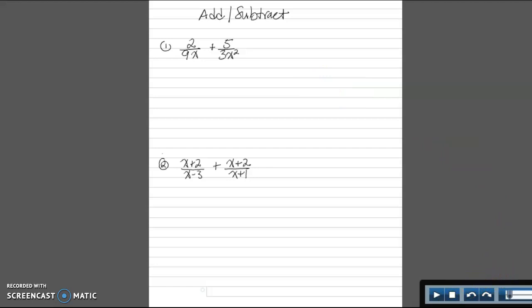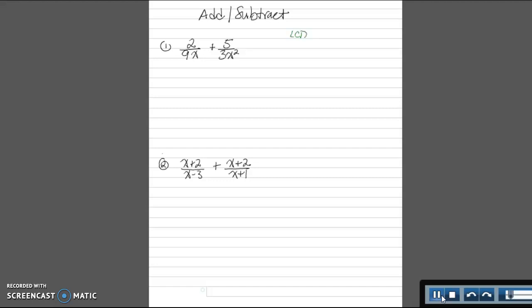squared. The denominators are different, so we need the least common multiple of 9x and 3x squared. These are monomials, so we don't have to factor. We can think about the least common multiple of 9 and 3, which is 9, and the least common multiple of x and x squared, which is x squared. That means our least common denominator is going to be 9x squared.